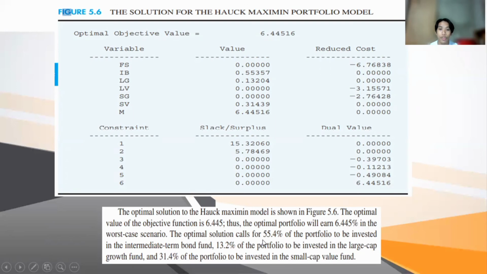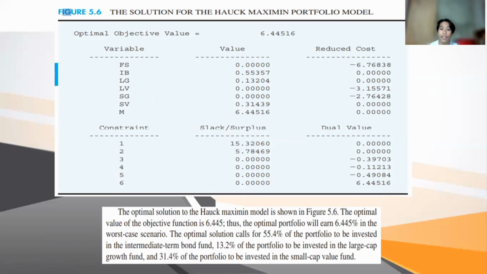Then the optimal solution has 55.4% of the portfolio invested in the intermediate term bond fund, the IB. Then 13.2% of the portfolio is invested in the large cap growth fund, the LG. And 31.4% of the portfolio is invested in the small cap value fund, the SV, or 0.3139.